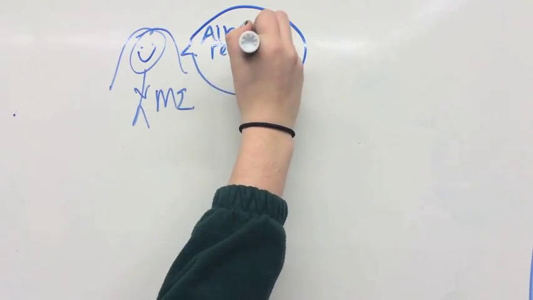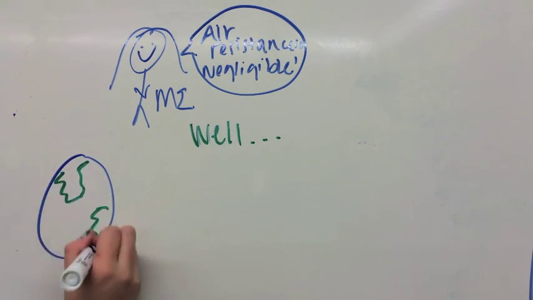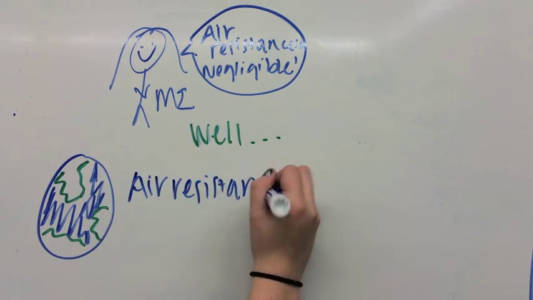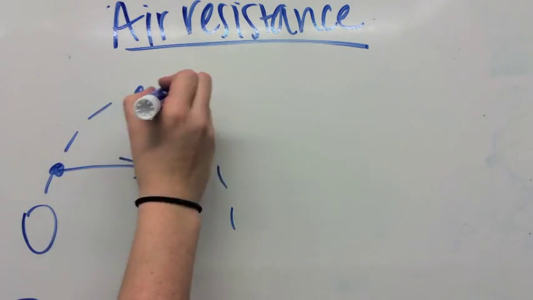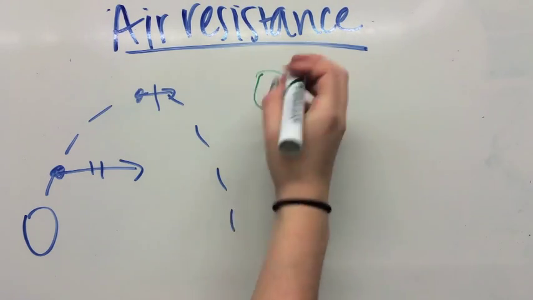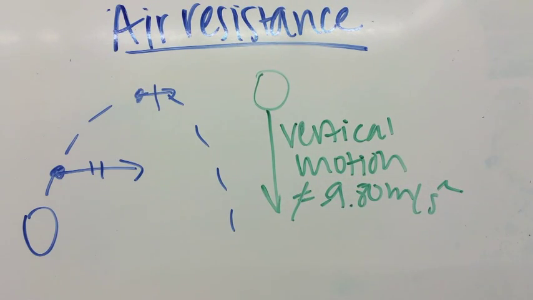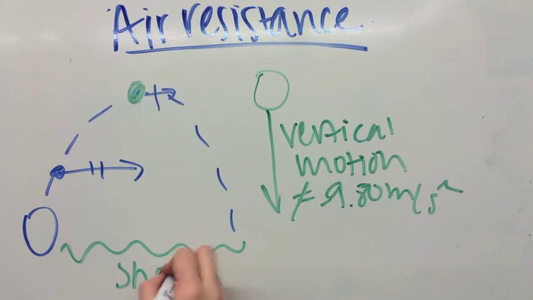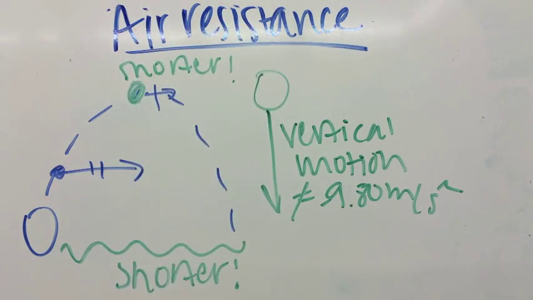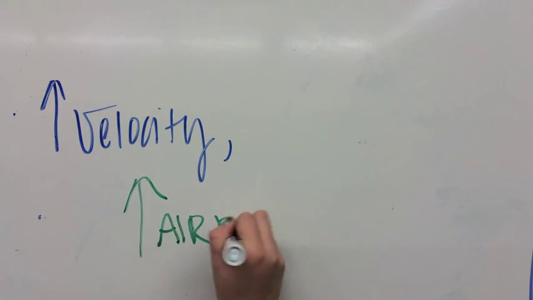Do you remember at the beginning of the video when I said air resistance could be considered negligible? Well, that might not always be the case. If air resistance isn't considered negligible, the horizontal velocity will no longer be constant throughout the path of the object. The vertical motion will no longer remain constant at negative 9.80 meters per second squared, but will vary. The overall path of the ball will take less time and will reach a smaller distance both vertically and horizontally. The greater the velocity, the greater the air resistance.